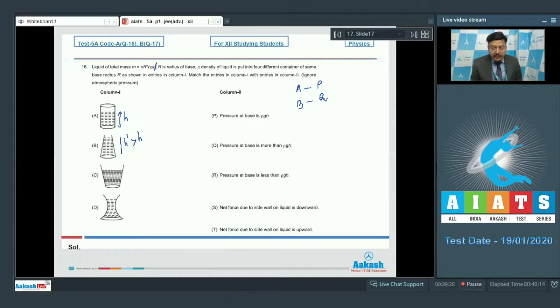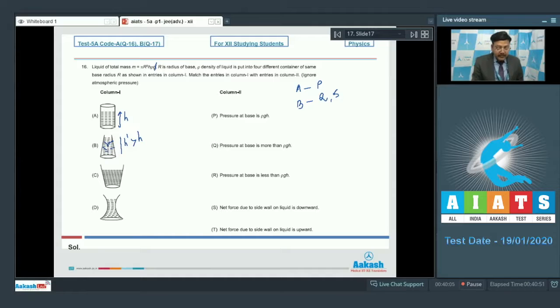And if we look at force due to sidewall on liquid, we can see that everywhere the sidewall is applying force perpendicular to itself, so everywhere it has a vertically downward component. So the net component vertically downward will be there. So that means S also is matching. Net force due to sidewall on liquid is downward is correct. So B will match with both Q and S. And that's all for B.